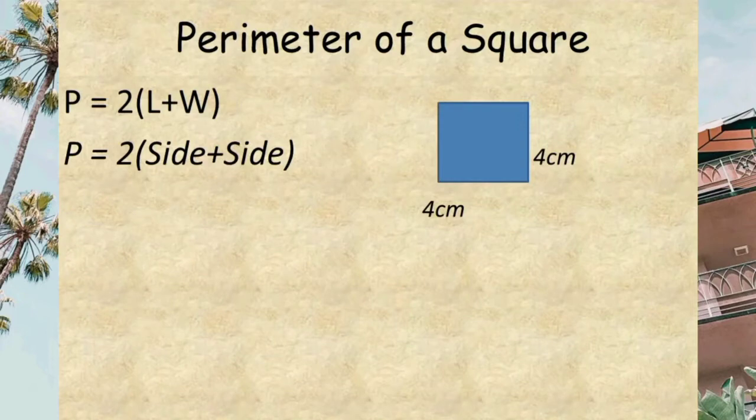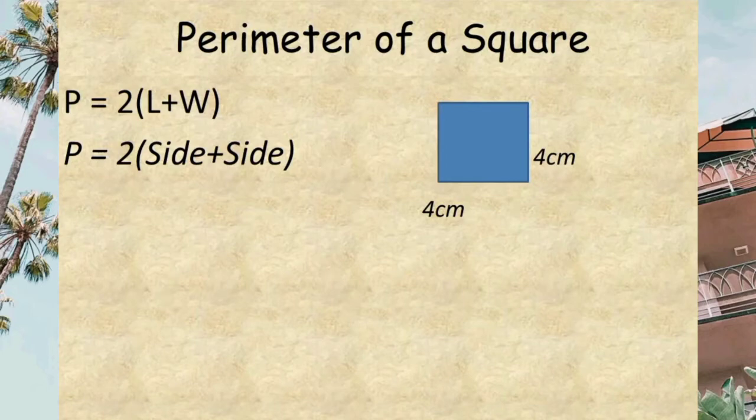Now let's move on to talk about the perimeter of a square. The perimeter of a square is 2 times, in brackets, length plus width. We can choose any part to be the length and any part to be the width because a square has all equal sides. You can also say the perimeter of a square is equal to 2 times side plus side.